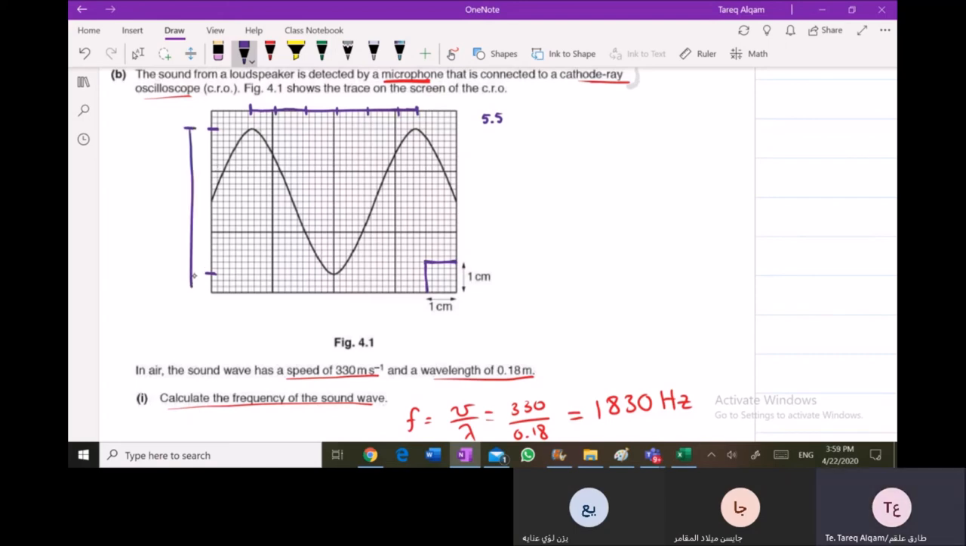This length is double the amplitude, so I will find it and divide it by 2. This is the equilibrium position.